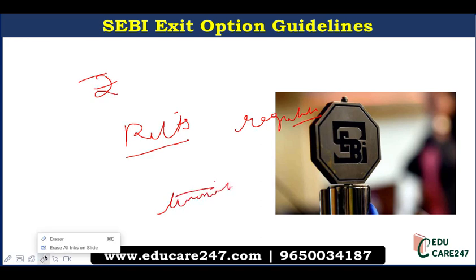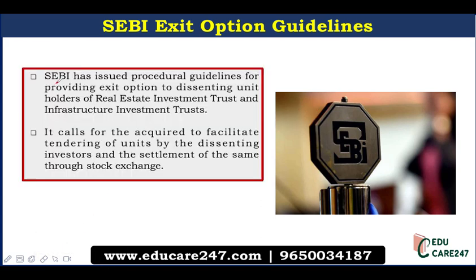Now, coming to the news, SEBI has recently issued procedural guidelines for providing exit options to the dissenting unit holders of real estate investment trusts and infrastructure investment trusts. A unit holder is an investor who owns one or more units in an investment trust. A unit is equivalent to a share or a piece of interest. Unit holders are afforded specific rights that are outlined in the trust declaration, which governs the actions of the trust.